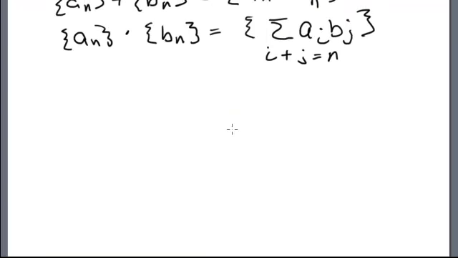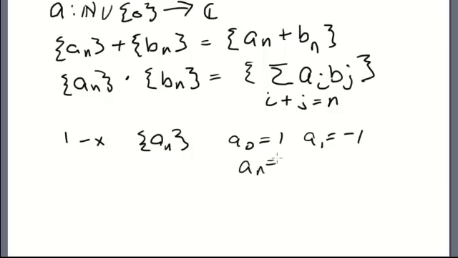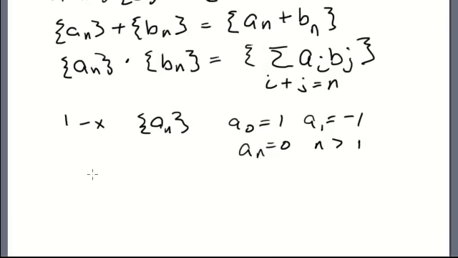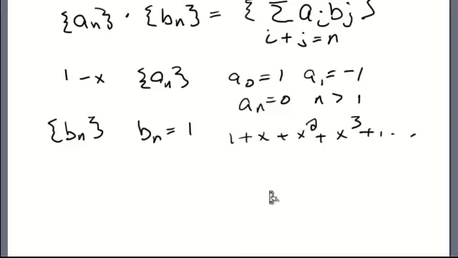Last time, we looked at this sequence whose generating function is 1 minus x. If that's the sequence a(n), then a0 is equal to 1, a1 is equal to negative 1, an is equal to 0 for n greater than 1. And we found its multiplicative inverse. If bn is the multiplicative inverse of an, we found that bn is equal to 1, and the generating function of that is just 1 plus x plus x squared plus x cubed plus dot dot dot. And we're going to continue with this, finding multiplicative inverses.